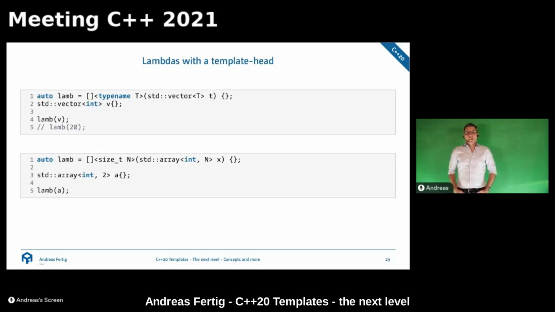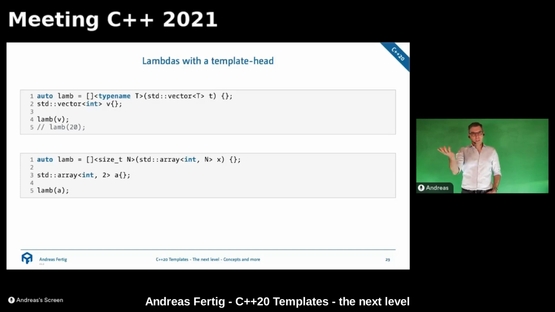And then non-type template parameters in the template head of a lambda, that's the lower example at the bottom, line number 1 there. After the capture clause, I say size_t N, and my lambda now takes a std::array of type int of size N, and N is deduced by the compiler at compile time. So in line number 3, I'm creating myself a std::array of type int of size 2, and I can call this version of lamp with my std::array, and it will work. It will stop compiling once I pass in a std::array of, for example, type char of any size.